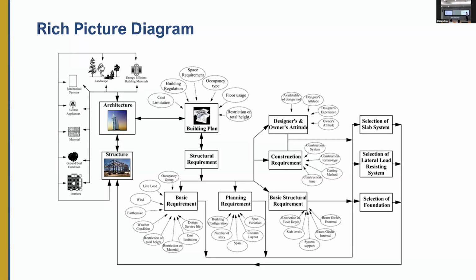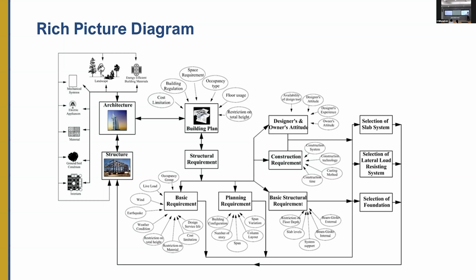So from the architecture, you will get the plan. From the building plan, restriction on height, floor usage, occupancy, cost limitation, building regulation, space requirement, they all have to be satisfied. Then structural requirement, basic requirement, occupancy, live load, wind load, earthquake, you use those tables that I just showed you. Then weather condition, restriction on total height, restriction on material, can use concrete or not, can use steel or not, can use post-tensioning or not, cost limitation, and design service life. This would be structural basic requirements.